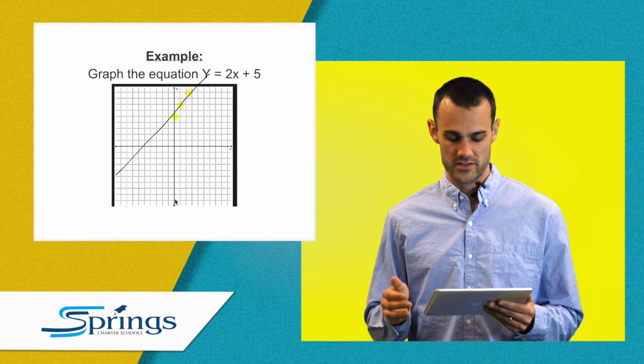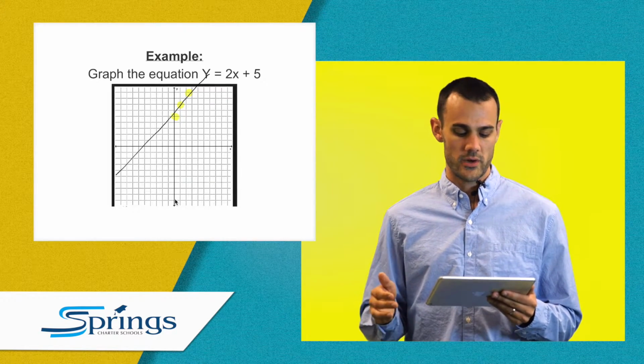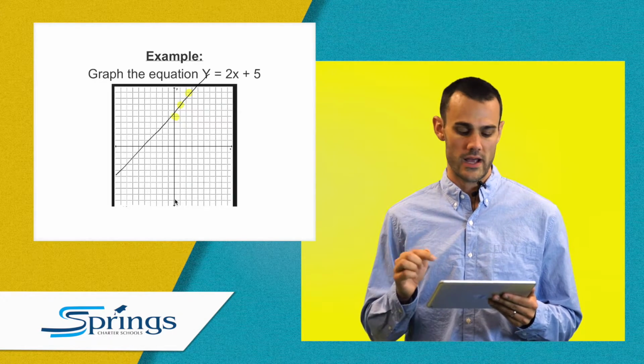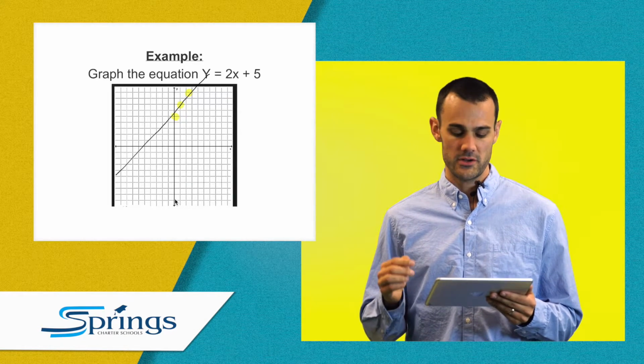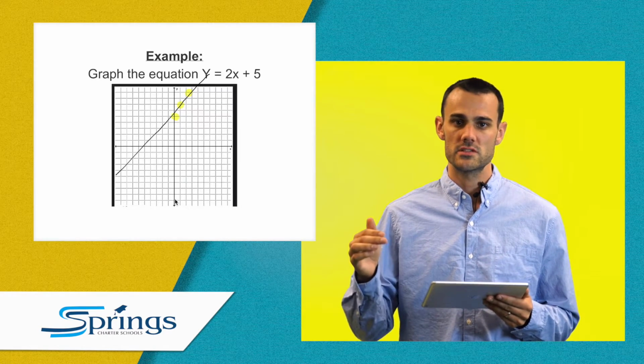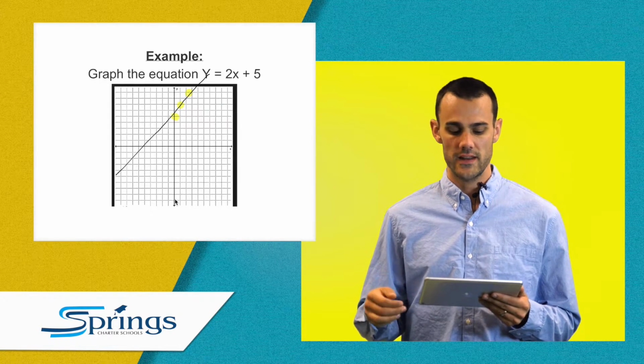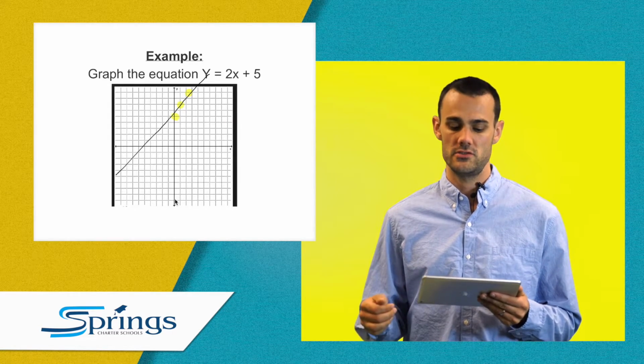Here's an example of an equation that was graphed. Y equals 2x plus 5. We went ahead and put a dot on the y-axis at positive 5. Then we traveled up 2 spots and over 1 to the right, and then again up 2 more spots and over 1 to the right, and connected our 3 spots on the graph, creating the graph of this equation, y equals 2x plus 5.